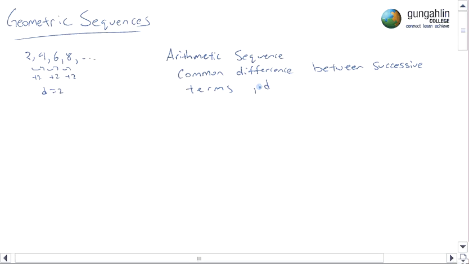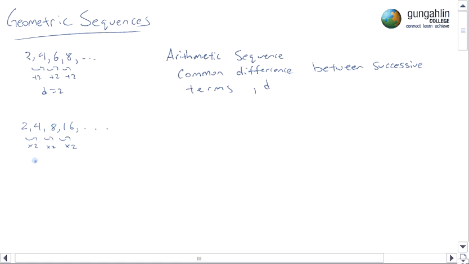Okay, so as it turns out, the idea of geometric sequences is actually very similar. Instead of there being a common difference, instead of adding 2 every time, let's just give you an example. Let's go 2, 4, 8, 16. This is an example of a geometric sequence. Instead of adding some common number every time, we multiply by some common number every time. Each number in the sequence is the previous number times 2.